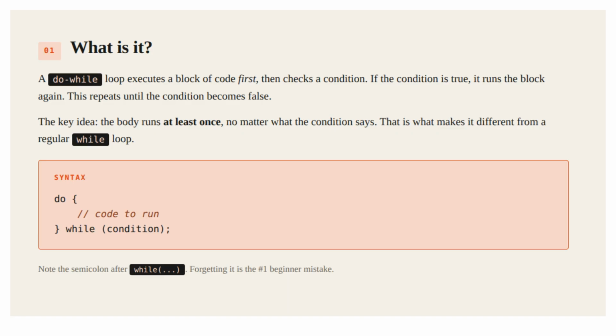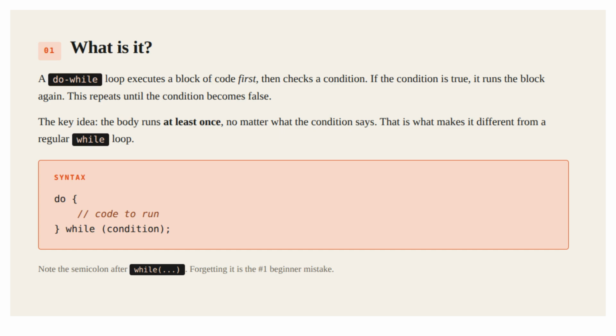All right, let's start with the basics. What exactly is a do-while loop? In simple words, a do-while loop runs a block of code first and then checks a condition. If the condition is true, it runs that block again, and this keeps repeating until the condition becomes false. Now here's the important part. The body of the loop always runs at least once, no matter what the condition says. That's the one thing that makes it different from a regular while loop, which checks the condition before running anything.